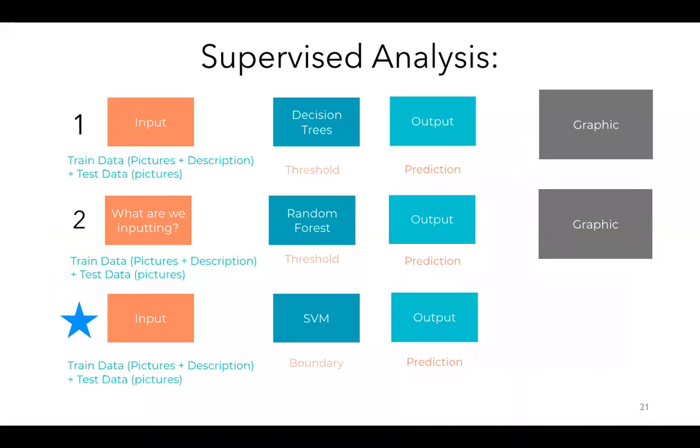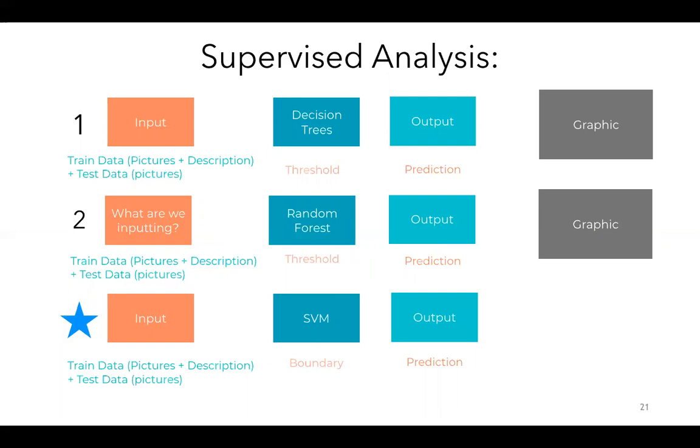We learned about several examples of supervised machine learning methods, but in each of these examples, the input data is the same. We have train data. Train data is with information: pictures plus description, pictures plus description, pictures plus description. And test data is only pictures, because we want to test whether it can predict the description or not.